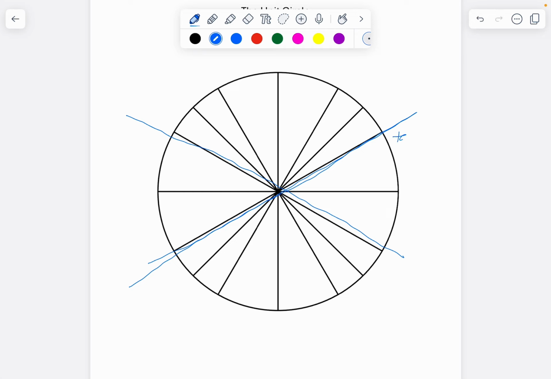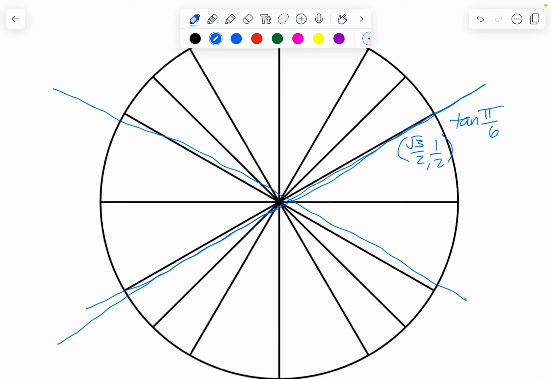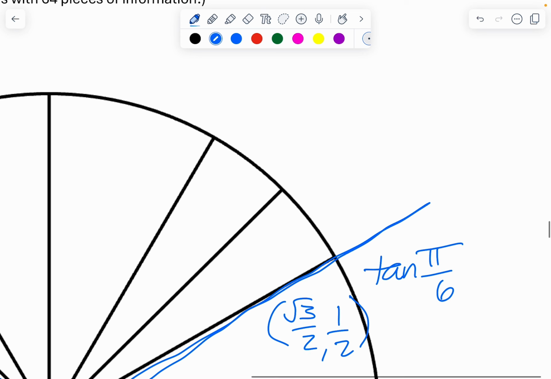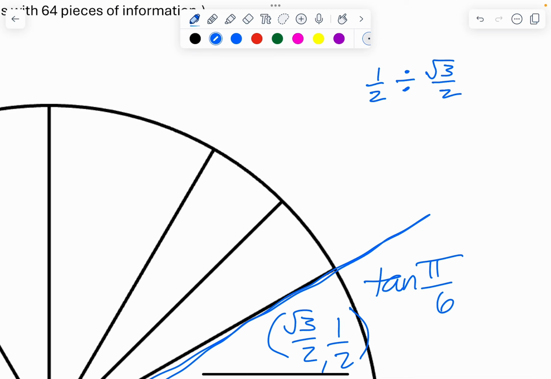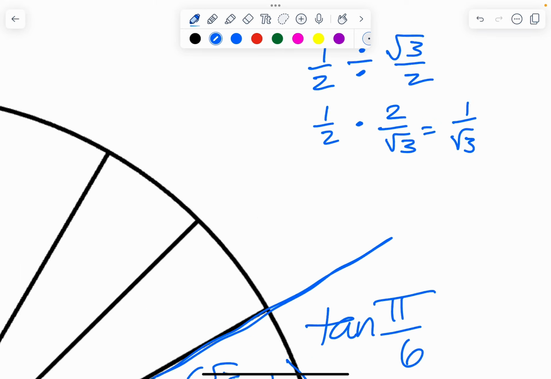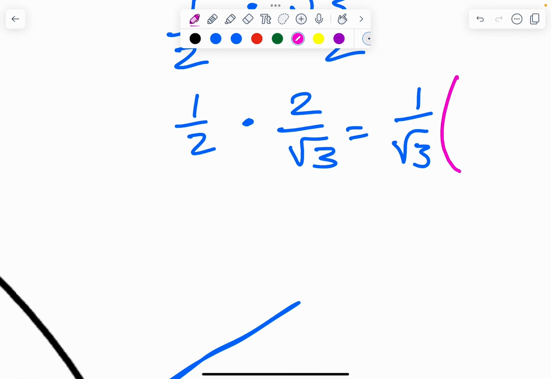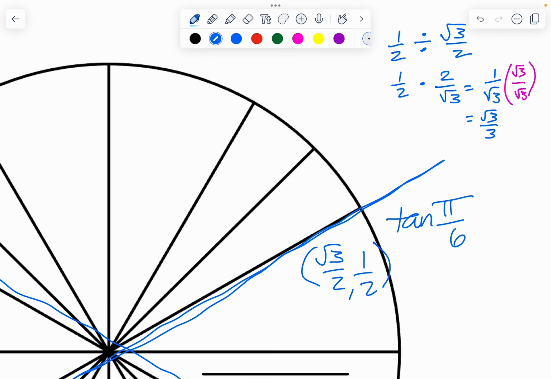Okay, this is tangent of pi over 6. The coordinates here are root 3 over 2 comma 1/2. So when I take this, we said it's the slope. It's going to be the y value divided by the x value. Well, when I want to work with this, how do you divide fractions? Keep, change, flip. So keep this, change that to multiply, and flip this over. And now the 2's will cancel, and I get 1 over root 3. But I have to rationalize my denominator, so I multiply by what I call a funky form of 1. And so this equals root 3 over 3. So tangent of pi over 6 will be equal to root 3 over 3.